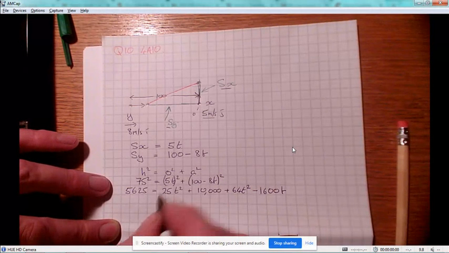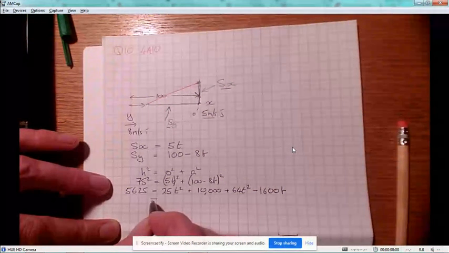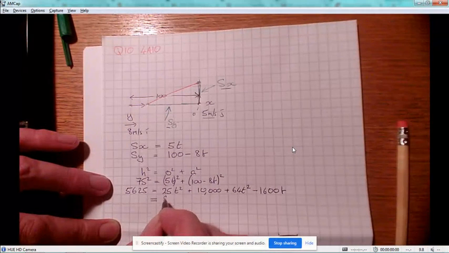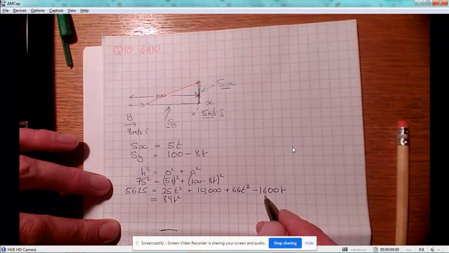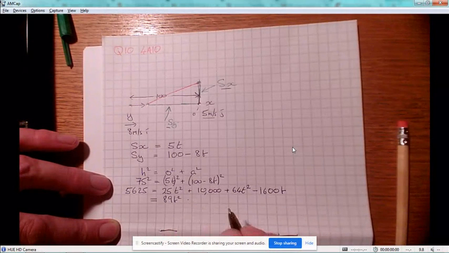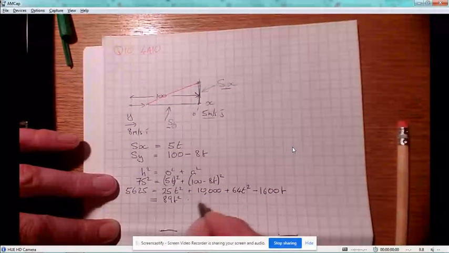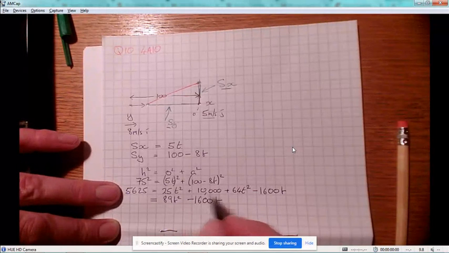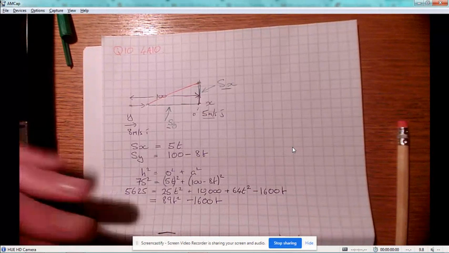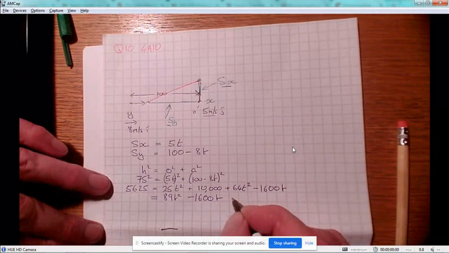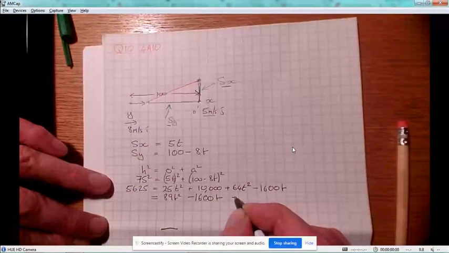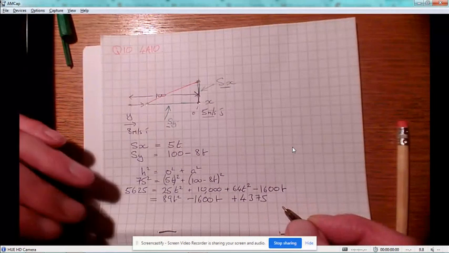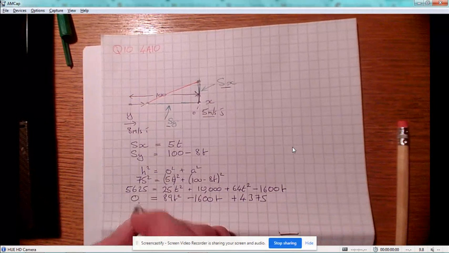So we need to add it all up, and you should recognize this as becoming a quadratic. So the t squared makes it 89t squared, minus 1600t, and then 10,000 minus that 5,625 gives me plus 4,375. That's all equal to 0 because I brought the 5,625 across.